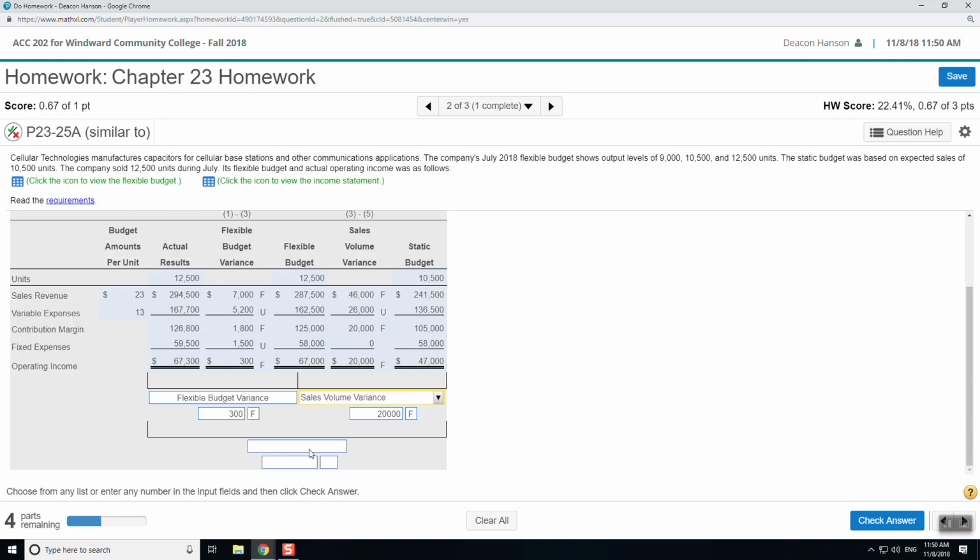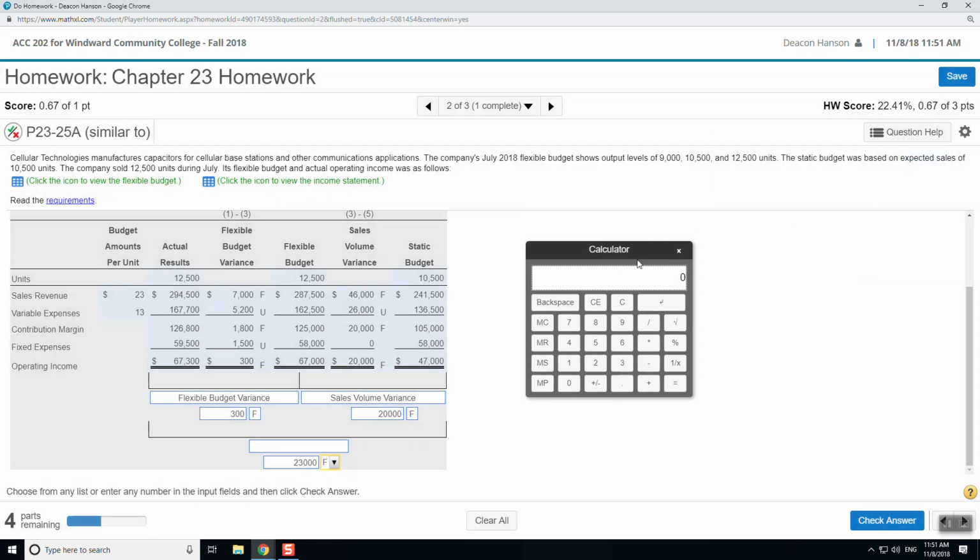Okay, so they're both favorable, and it ends up being 23,000, favorable. And there are 2 ways you can look at it. It's the combination of the favorable flexible budget variance and the favorable sales volume variance, but it's also the difference between our actual results, our operating income of 67,300 actual, minus 47,000 in the static budget. Oh, see, I made an input error down here. I went 23,000 when, that's 300 there, so we're correct in the fact that it does add up. I just did not put the 3 where it's supposed to be, 20,300. So good, I checked it.